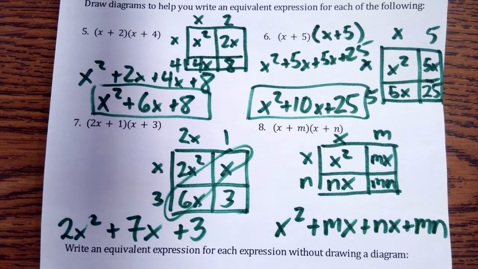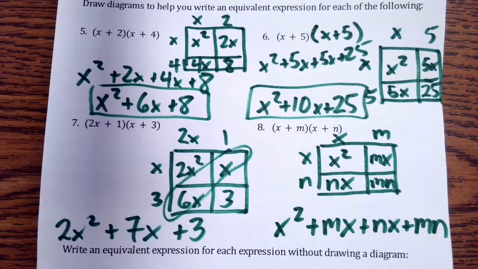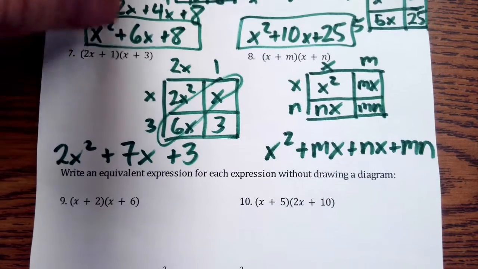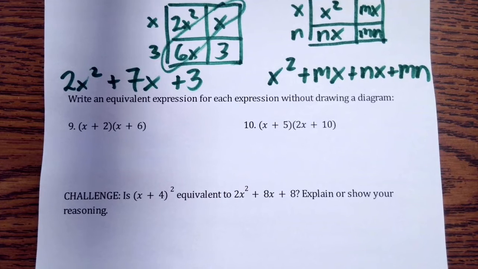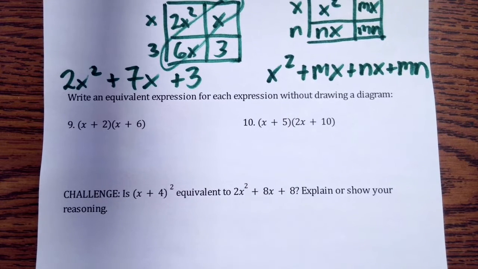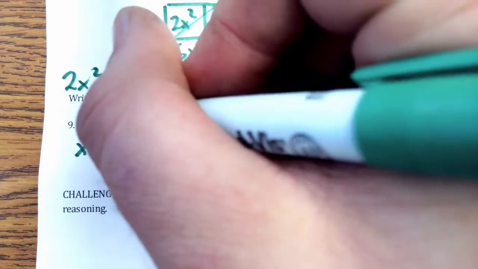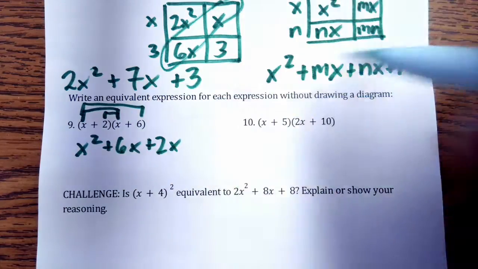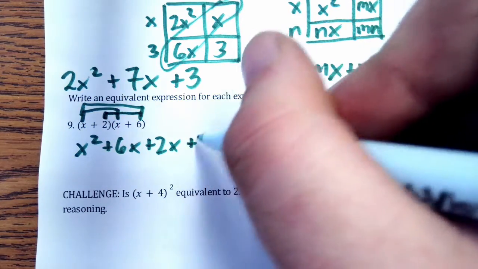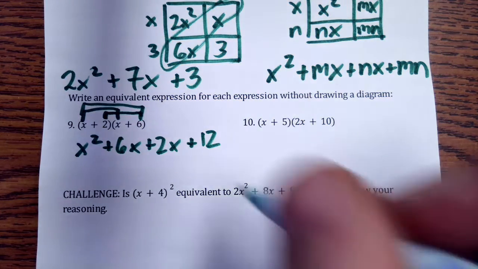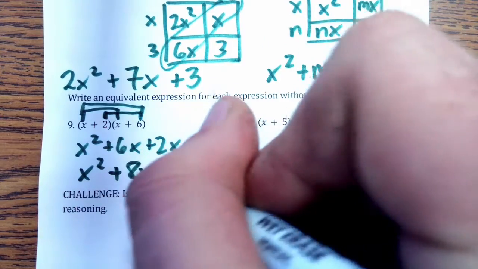So go ahead and pause the video and try the next one. All right, write an equivalent expression for each expression without drawing a diagram. So if we try to FOIL here, x times x gets us x squared. X times 6 is a 6x. 2 times x is 2x. And 2 times 6 is 12. So when we combine those, or simplify that, we get x squared plus 8x plus 12.